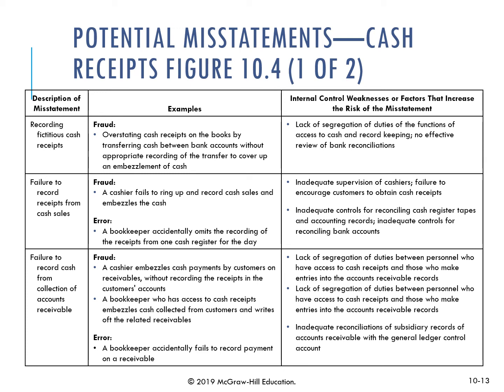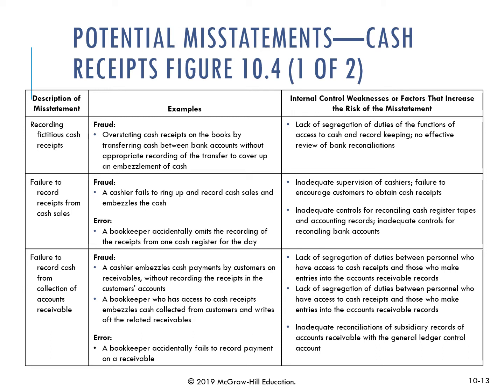Recording fictitious cash receipts. That would be overstating the cash receipts by transferring them out between bank accounts without appropriate recording of the transfer to cover up an embezzlement. So for example, if you come in and you're kiting checks between two accounts because you've taken some money out of an account, we'll talk about kiting later on. The weakness is lack of segregation of duties.